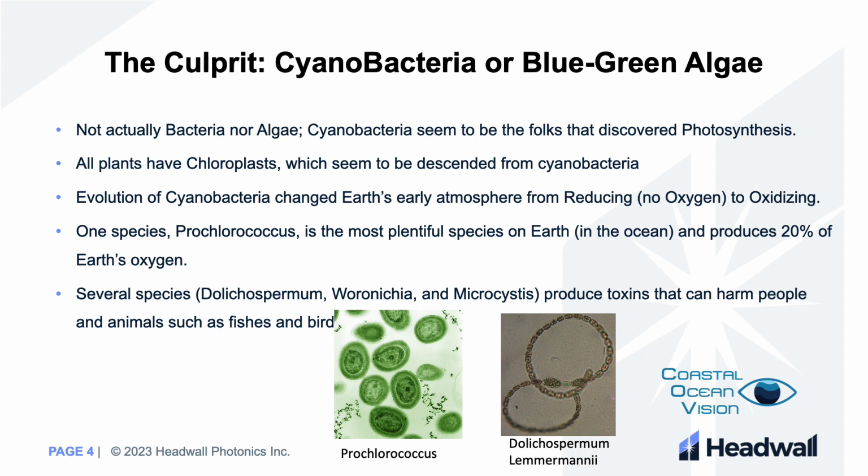There are many, many different species of blue-green algae or cyanobacteria, and Dolichospermum, Anabaena, and Microcystis all produce toxins that can harm people and animals.